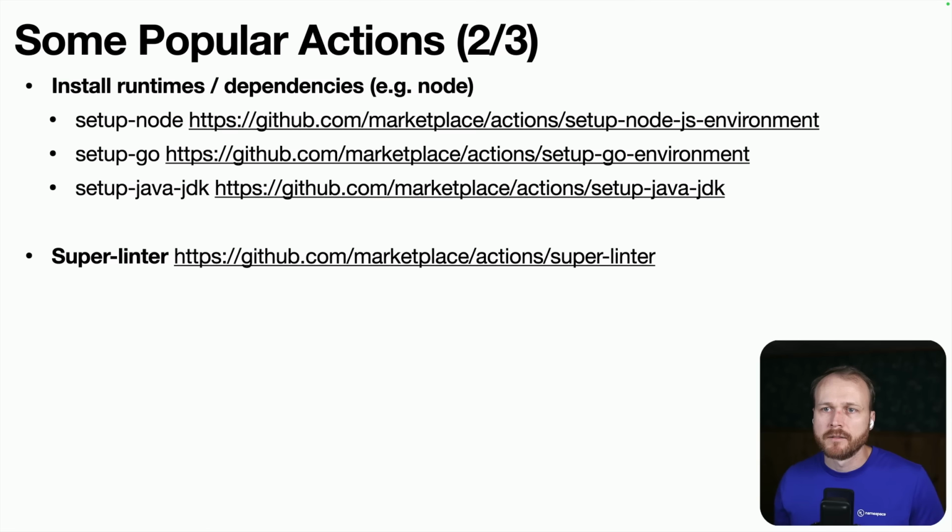Another category of actions that are very popular and are used in almost every project that I've worked on are actions to install the runtimes and dependencies that you may need for your continuous integration workflows. These are 3 examples, which all come from the official GitHub organization. The first one is to set up Node.js, the second one to set up Go, and the third one to set up the Java development kit. These are going to contain utilities for things like configuring caching appropriately, making sure that you have the right version of your language, and including the common software that you would need in that language toolchain.